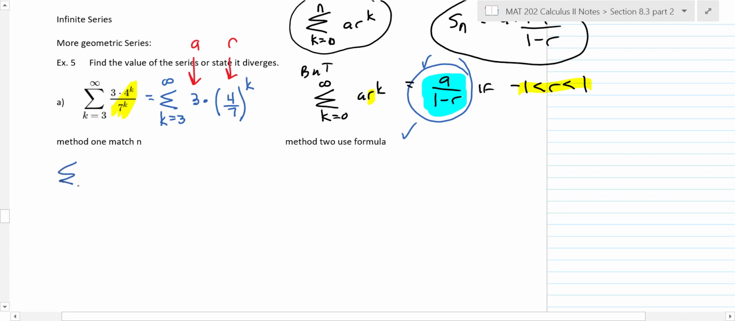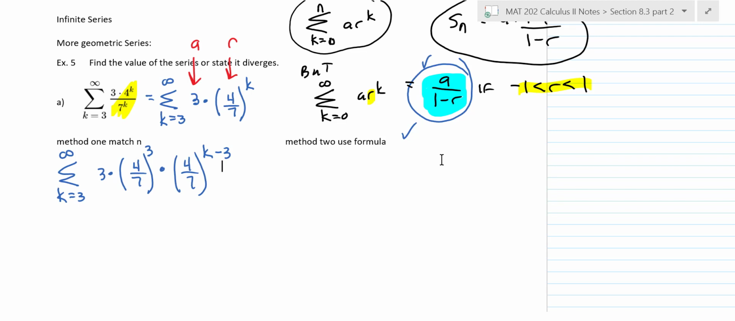So I'm going to write this as the series from k = 3 to infinity. Since this thing is starting at 3, I'm going to write this as 4/7 to the third, and then 4/7 to the k - 3. I'm just showing you two ways to do this. I think most of the time you're probably going to prefer the second way. Now, does everybody understand that I have not changed the problem? Let's make sure we understand that.